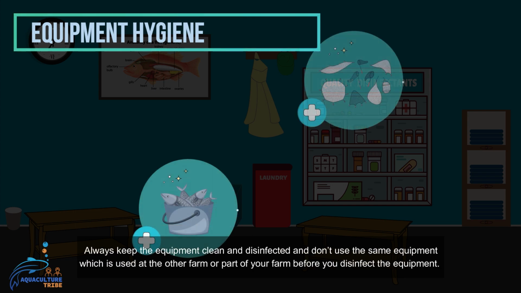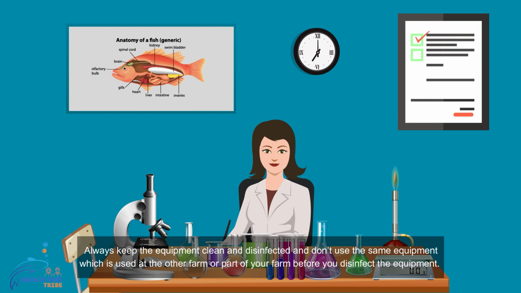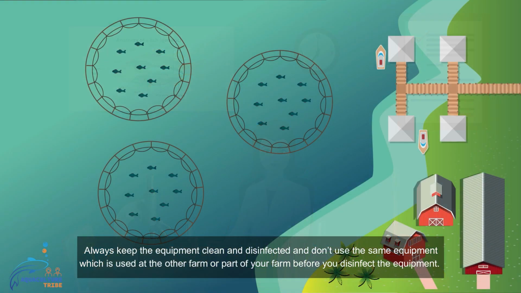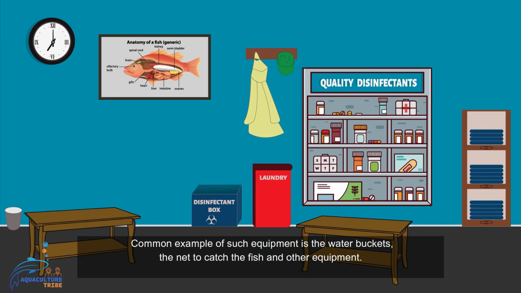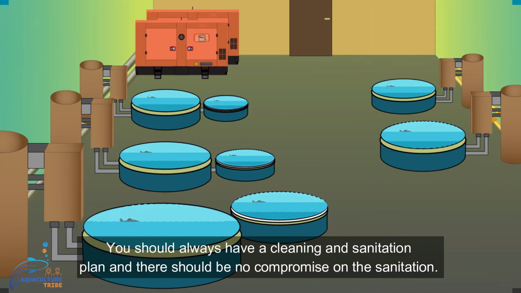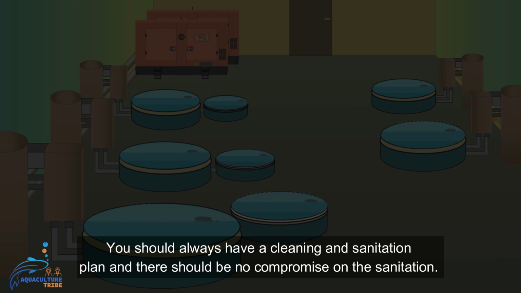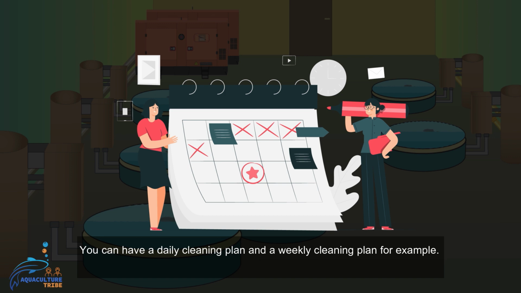Always keep the equipment clean and disinfected, and don't use the same equipment which is used at another farm or part of your farm before you disinfect it. Common examples of such equipment are water buckets, the nets to catch the fish, and other equipment. You should also have a cleaning and sanitation plan, and there should be no compromise on sanitation. You can have a daily cleaning plan and a weekly cleaning plan, for example.